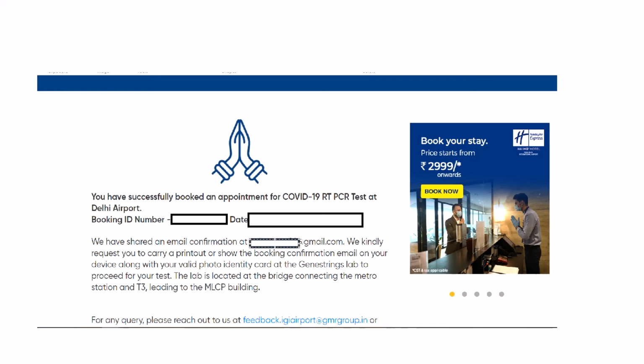You'll be getting a booking ID, you'll be getting the date, as well as an email. So this is where your email ID will be mentioned, the one that you gave. And finally, you will get an email confirming that your appointment is confirmed and you can go for the RT-PCR test. So this is how you need to book the appointment for RT-PCR at Delhi Airport.